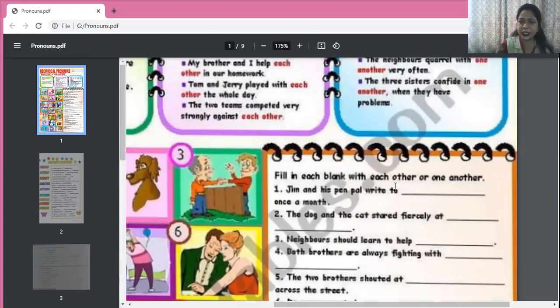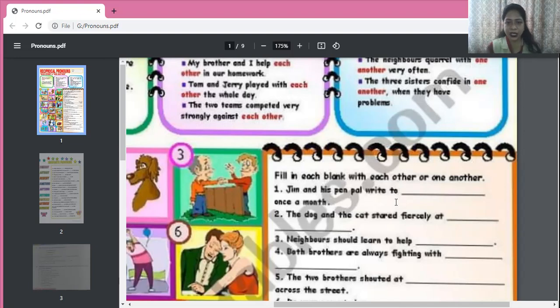Fill in each blank with each other or one another. Jim and his pen pal. Pen pal is pen friend. Nowadays you have mobiles. Earlier when there were no mobiles and telephones, we used to write letters. Then they used to be pen pals or pen friends, where people used to connect with each other through writing letters. So Jim and his pen pal write to dash once a month. How many people are involved? Jim and his pen pal, so two people. So Jim and his pen pal write to each other.